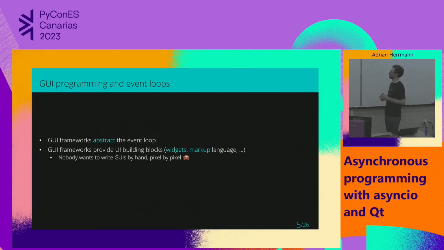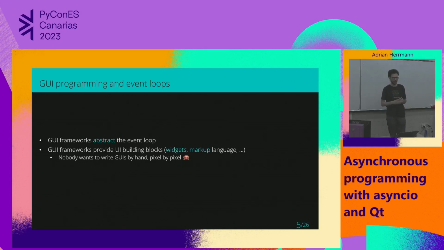I want to come back to GUI frameworks for a moment. I've talked about the event loop. If you use a GUI framework, you're not going to interact with the event loop much. The idea is that you want to abstract this. You don't want to deal with the minutiae of this. You don't want to do all the stuff manually. Maybe you've got a function to start the event loop and to stop the event loop, but that might be it. What a GUI framework also wants to do for you is that you don't want to write a GUI by hand, pixel by pixel, of course. Nobody wants to do that.